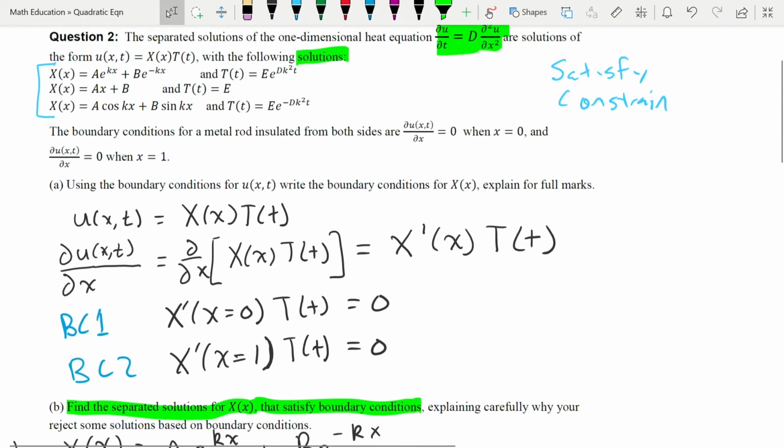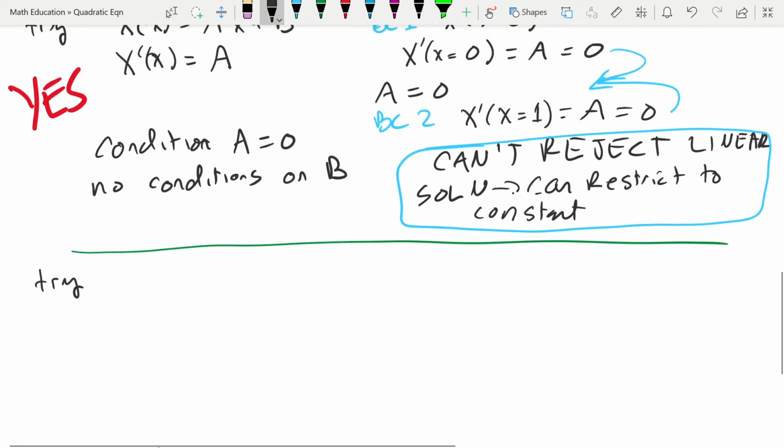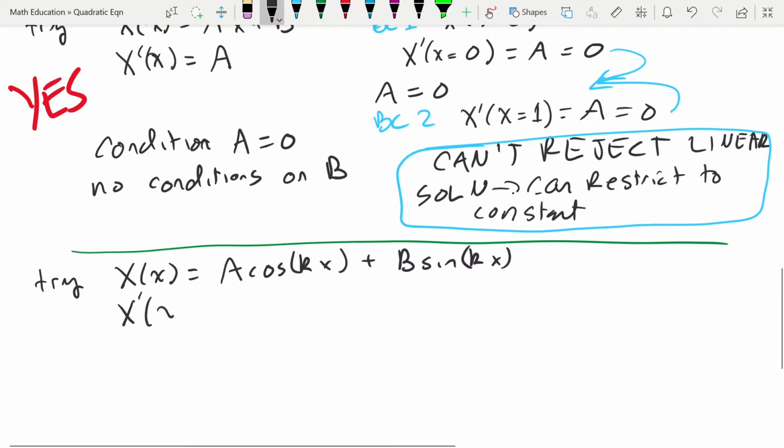And now we've got our third option, which is a cosine kx plus b sine kx. Let's go all the way down here. So now we're going to try x of x is equal to a cosine kx plus b sine kx. And again, we're going to look at the derivative of this. We're going to have negative a k sine kx, and then plus bk cosine of kx.